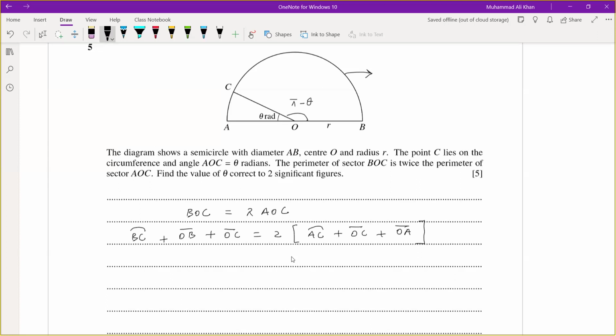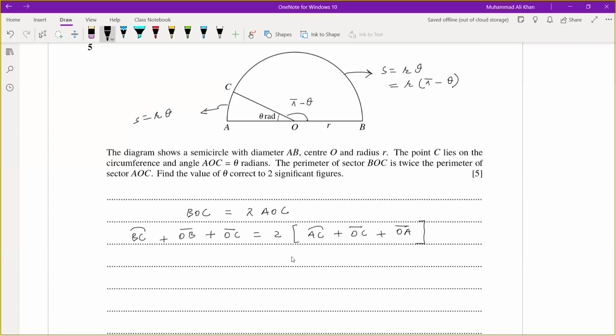This is an arc length with radius R. So how do we calculate arc length? It is R theta, but here the theta is pi minus theta. So this is the arc length BC. And now, how to calculate the arc length AC? S equals R theta. Here the theta is theta. So this is the arc length AC.